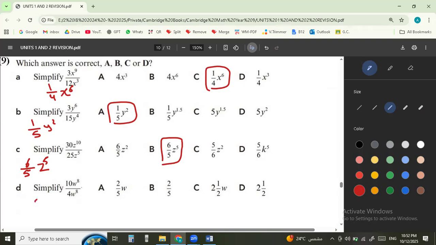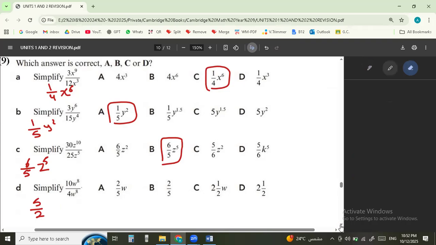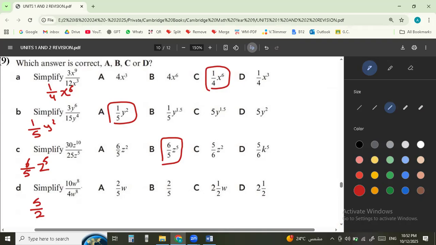Divide by 2, up is 5. Divide by 2, down is 2. W to the power of 8. No, mister. W to the power of 0, which is just 1. So it's just 5 over 2, mister. 5 over 2, because w to the power of 8 will cancel in the division. When it's divided by w to the power of 8, it is w to the power of 0, which is just 1. So it's 5 over 2 times 1, which is just 5 over 2.